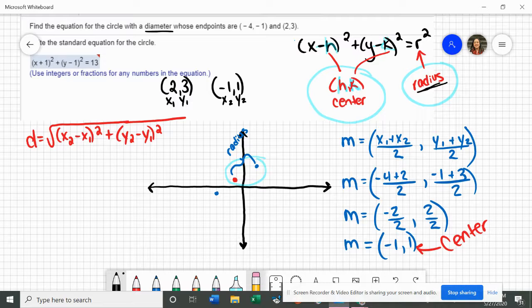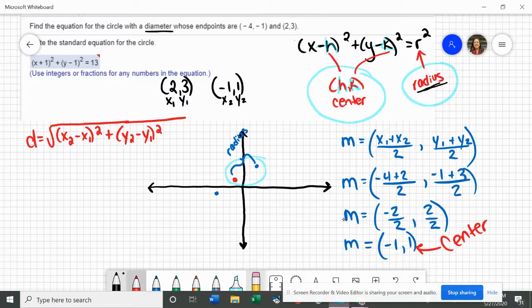You have to be careful about which points you're using. You've got to understand why. Why am I now using different points? I'm using different points because I'm finding something different. Earlier, I was trying to find a midpoint. Now, I'm trying to find the distance between 2 points, right? And the points were different points.